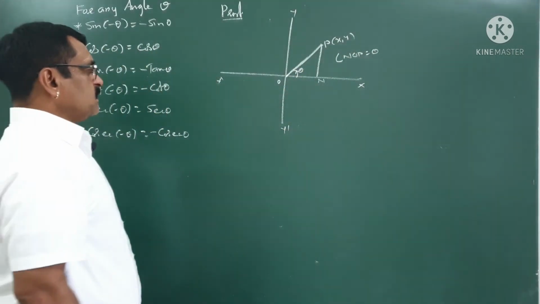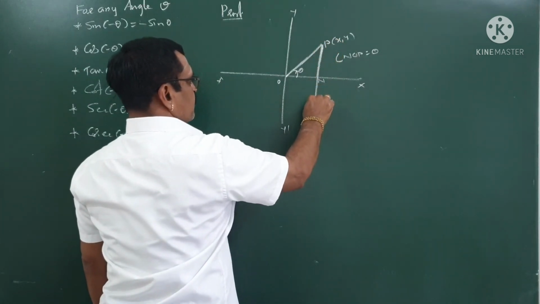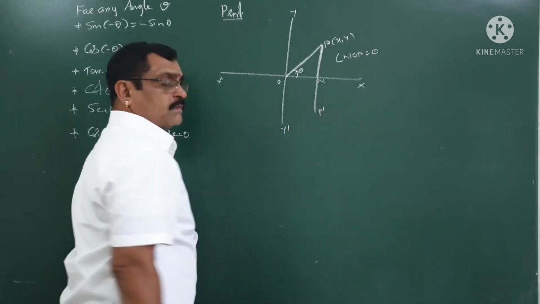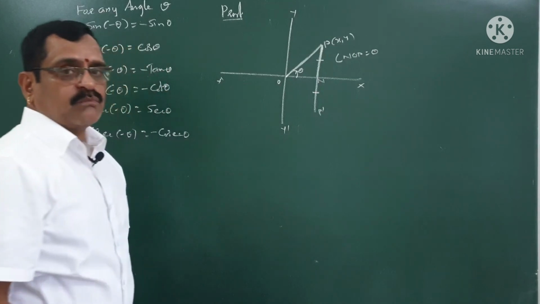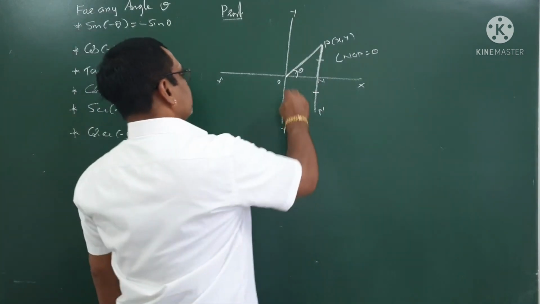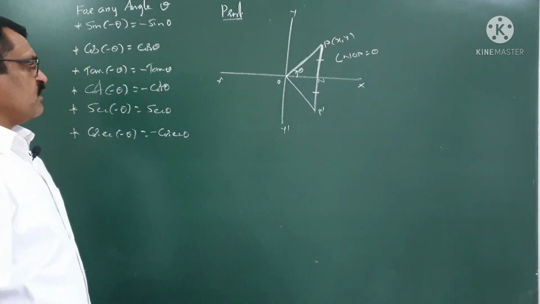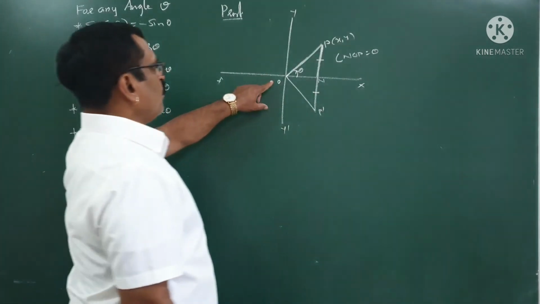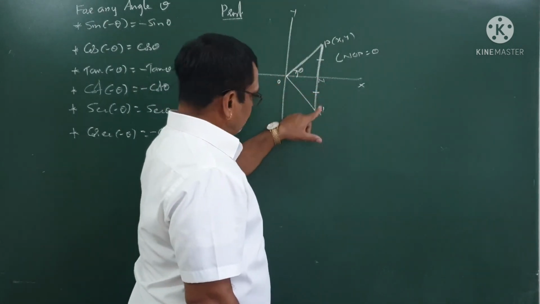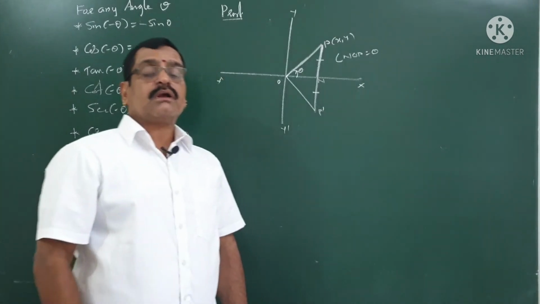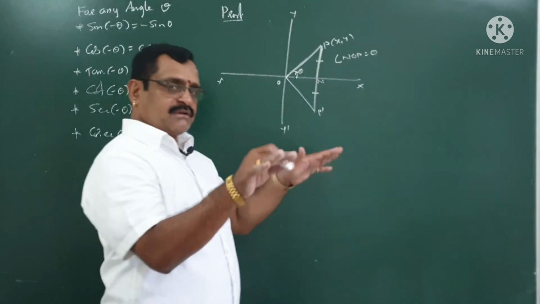Now, extend line PN to P prime, so that PN and NP prime are both the same. Now join this angle. Now if you observe the triangles OPN and ONP prime, these two are congruent triangles. That means they are the same triangles.